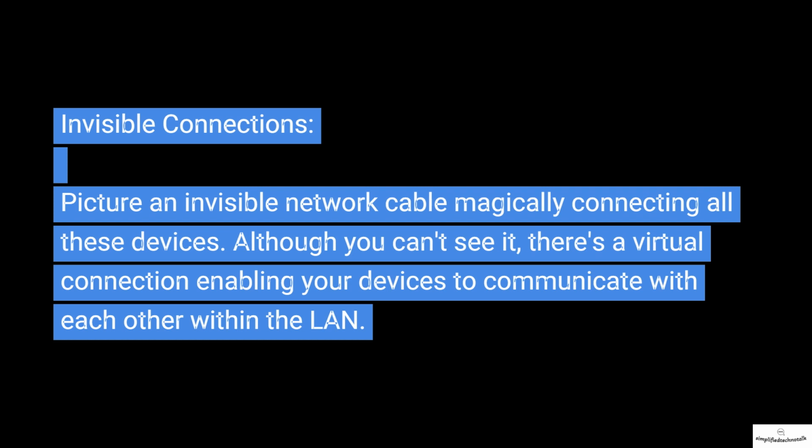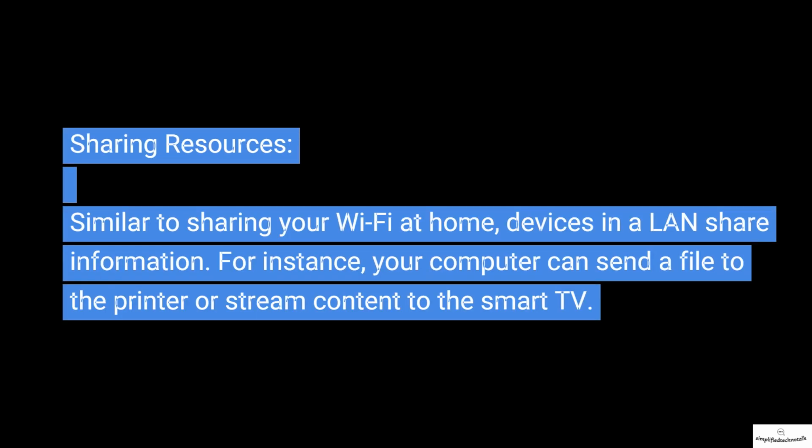Invisible connections. Picture an invisible network cable magically connecting all these devices. Although you can't see it, there's a virtual connection enabling your devices to communicate with each other within the LAN. Sharing resources. Similar to sharing your Wi-Fi at home, devices in a LAN share information. For instance, your computer can send a file to the printer or stream content to the smart TV.